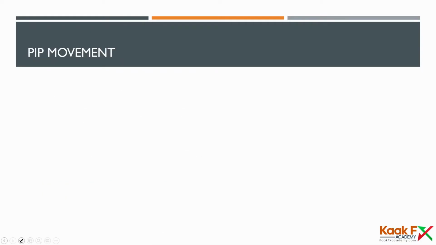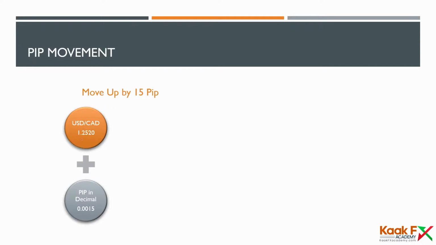You have probably heard someone saying, I made 15 pip today, I made 50 pip today, or I lost 15 pip today. What does that mean? How is that calculated in terms of the currency price movement? Let's take a look at pip movement here. I entered an order and I made 15 pip. US-Canada was at 1.2520 at that time, and I made 15 pip.